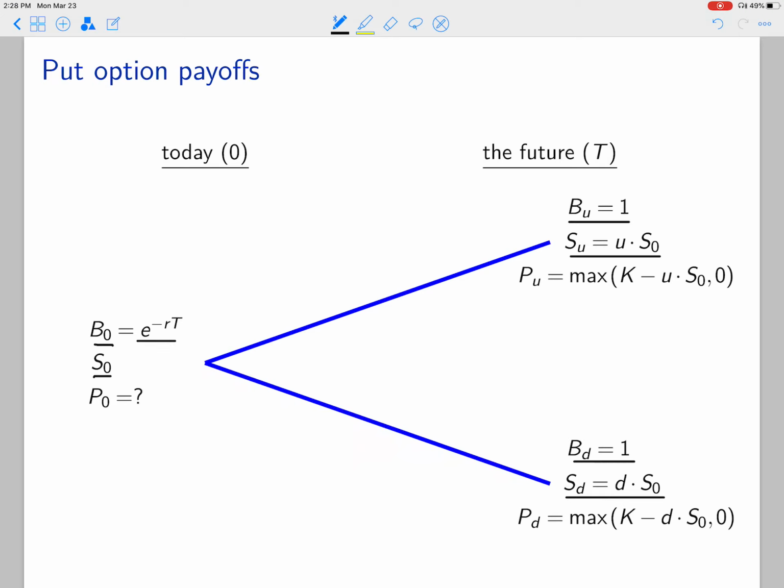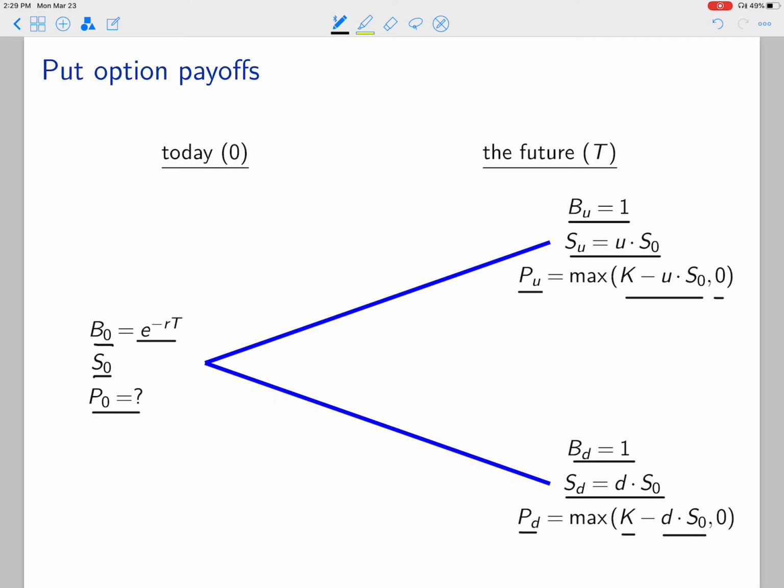We now introduce a third asset to the model, which is the put option. The put option has an unknown price today. This is what we want to calculate. And the payoff to the put depends on the payoff of the stock at the later date. It's a derivative with the underlying equal to the stock. In the upstate, the put's payoff is P sub U. This is equal to the maximum of K minus S sub U and 0. In the downstate, the payoff to the put is P sub D. Again, this depends on the stock's payoff at the later date. It's just the strike K minus the stock's payoff, S sub D, and 0, take the maximum of those two.